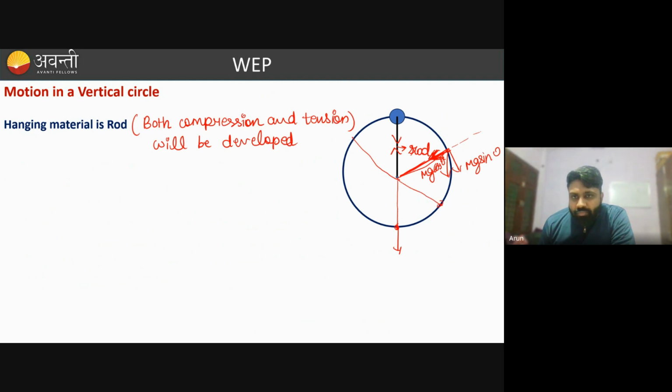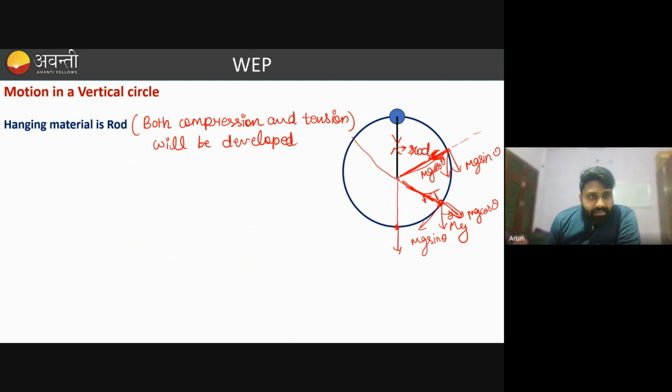And at this point of time, this is mg, and let's say this angle is theta. So this is mg cos theta, and this is mg sin theta. This mg cos theta wants to pull the rod out, so it will apply a tensile force to this rod. So here tension is developed, and here there will be compression. So the rod will resist both.